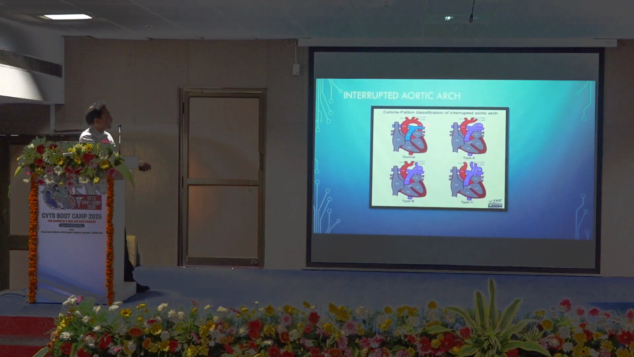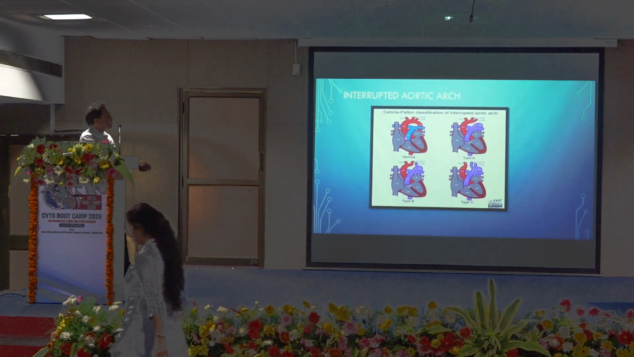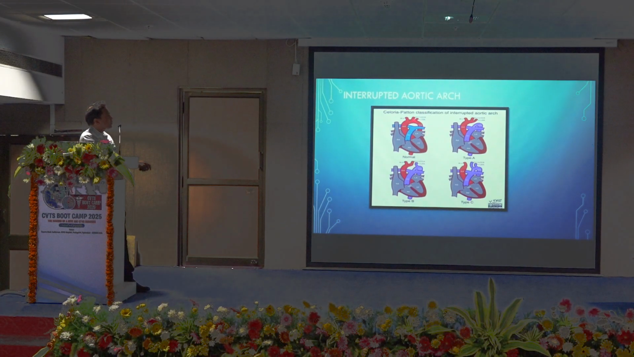Coming to interrupted aortic arch, when there is luminal discontinuity between the arch of the aorta and the descending aorta, that is interrupted aortic arch. As per this classification, there are 3 types of interrupted arch: type A, type B, type C. Type A is where there is complete disruption or discontinuity of the arch of the aorta after the origin of the left subclavian artery, and the descending aortic blood comes from the PDA. So the PDA continues as the descending aorta.